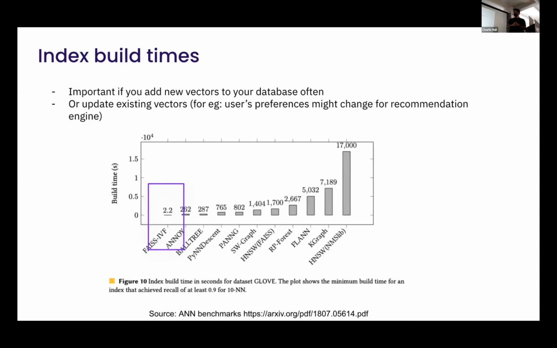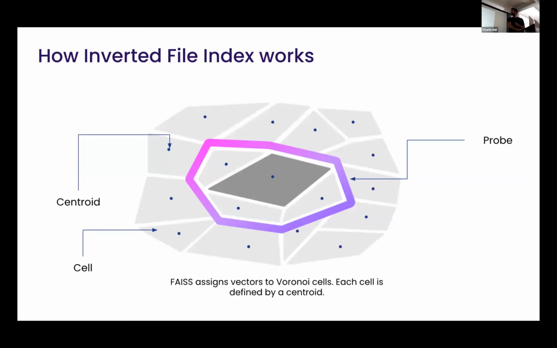Yeah, this slide just shows build times for different algorithms. All right, so how does an inverted file index work? If any of you remember your k-means clustering or centroid algorithms from university, it's essentially that. Let's ignore the high dimensions and imagine just a 2D space, with vectors represented as points in this 2D space.